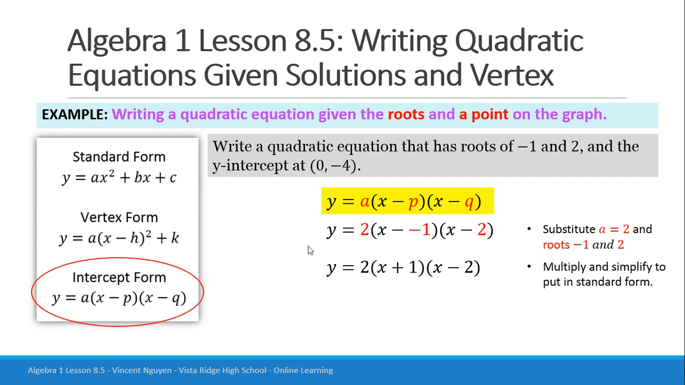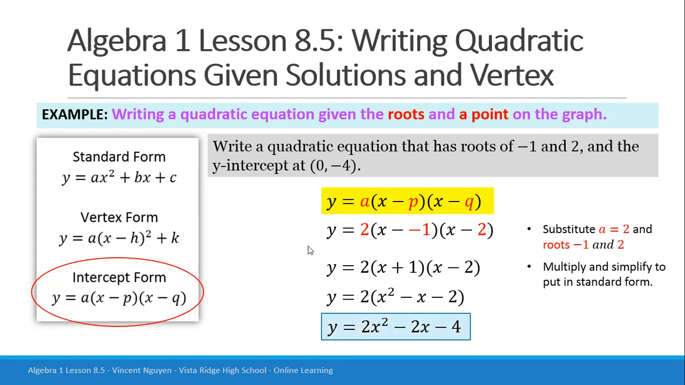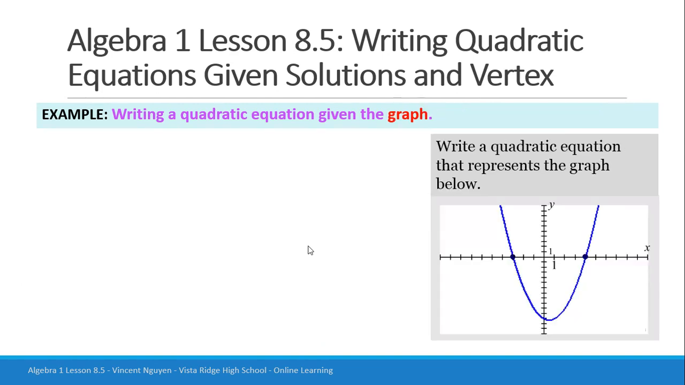Now we have to multiply this through and put this in standard form. So we multiply the x plus 1 and the x minus 2 together first, and we get x squared minus x minus 2. And then we multiply the 2 through to get our final standard form, our final answer, okay? So this is an example when they give you a root and a point with no a value. You have to find the a value.